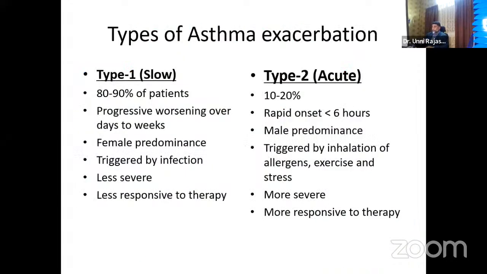There are types of asthma exacerbations. Type 1 is more common, has a female predominance, as you know, is triggered by an infection and is less responsive to therapy. And then you have type 2, which is more common in males, more severe and more often triggered by inhalation of allergens, and which is more responsive to therapy as well.